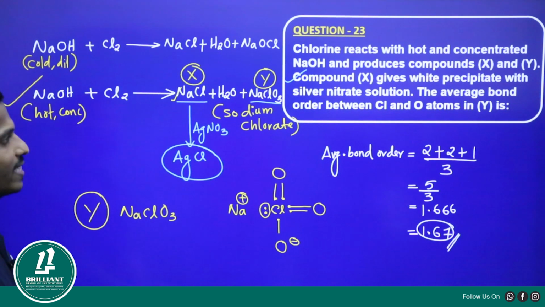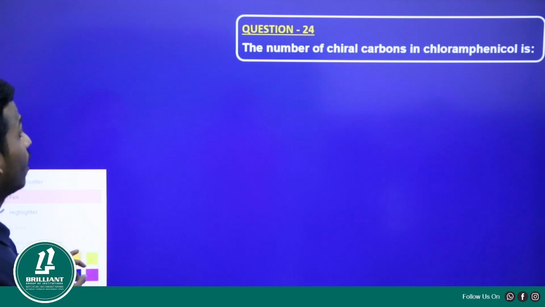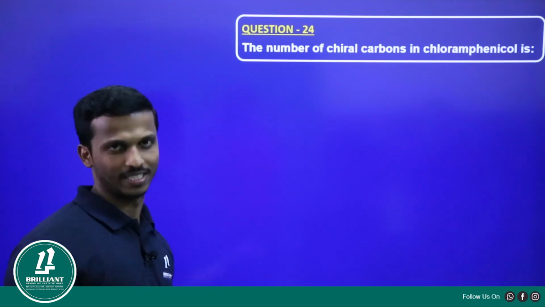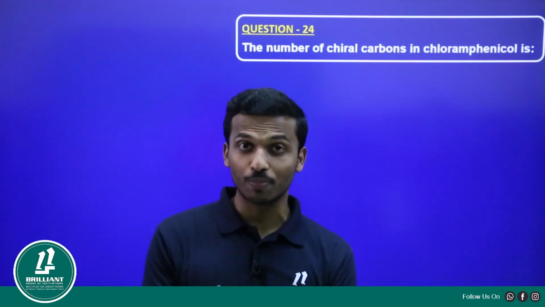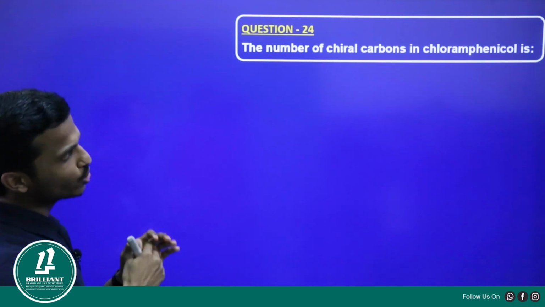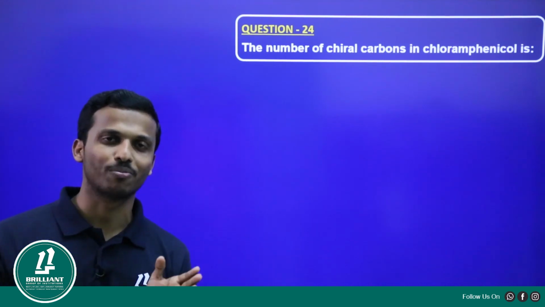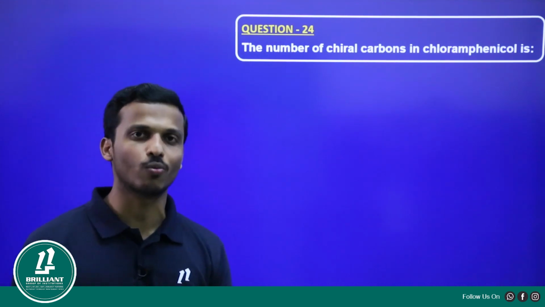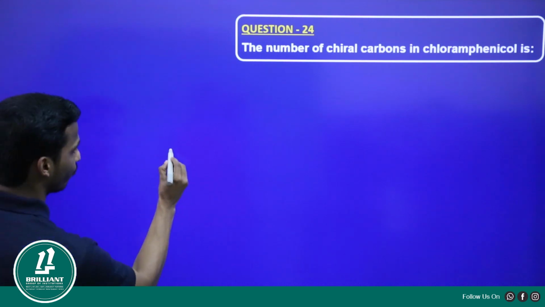Okay, let's go to the second last question, question number 24. The number of chiral carbons in chloramphenicol is? Chiral carbon means the carbon whose 4 valencies must be satisfied with 4 different groups, right? Yes. Those students who know the exact structure of chloramphenicol can only proceed with this question. Student, chloramphenicol is used for medicinal purposes. It is used as an antibiotic. What is the structure of chloramphenicol?